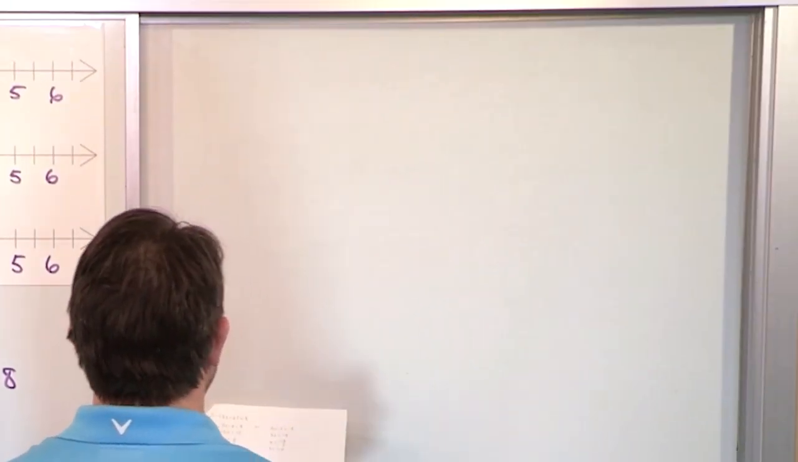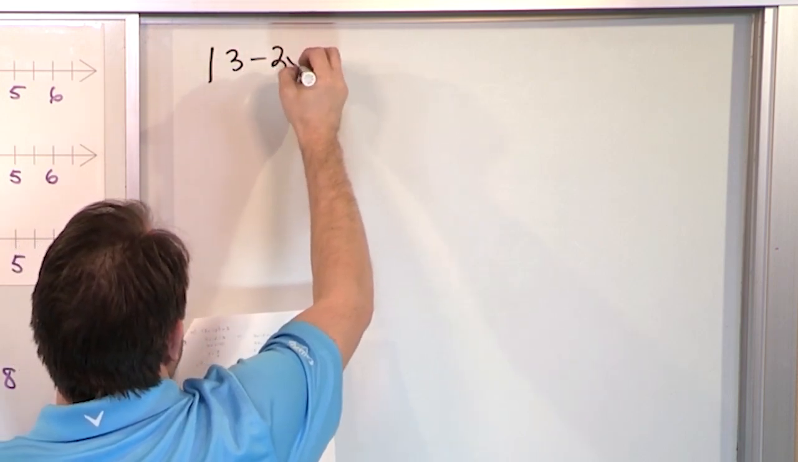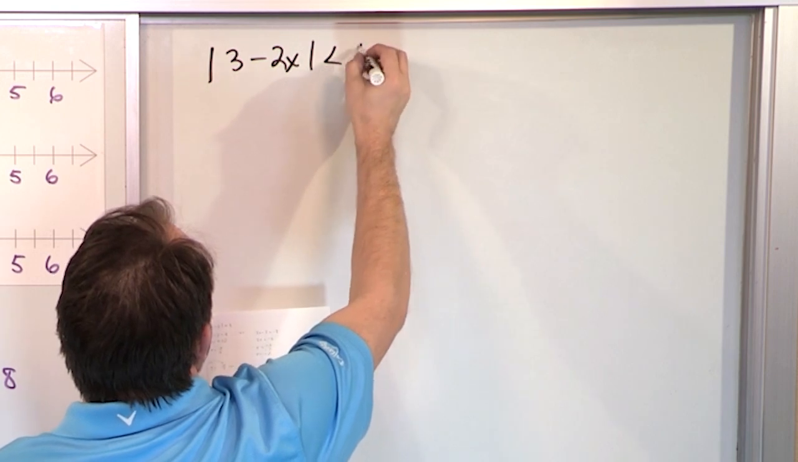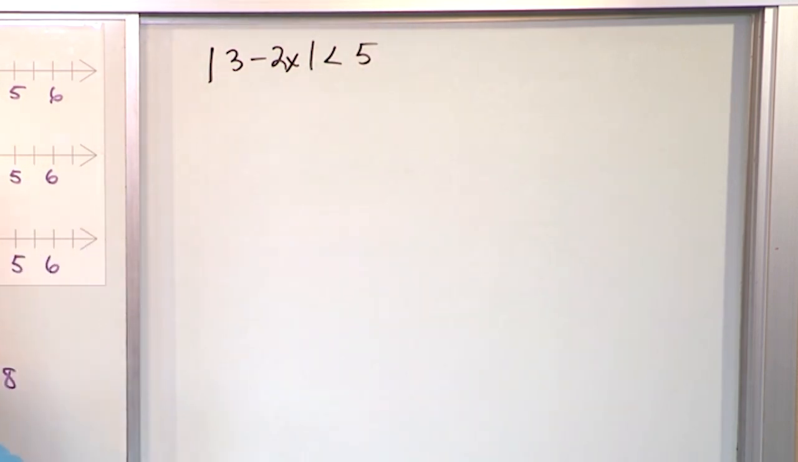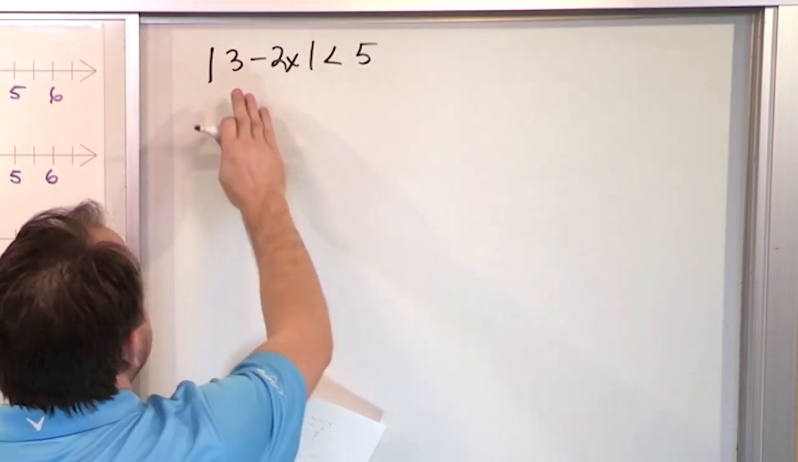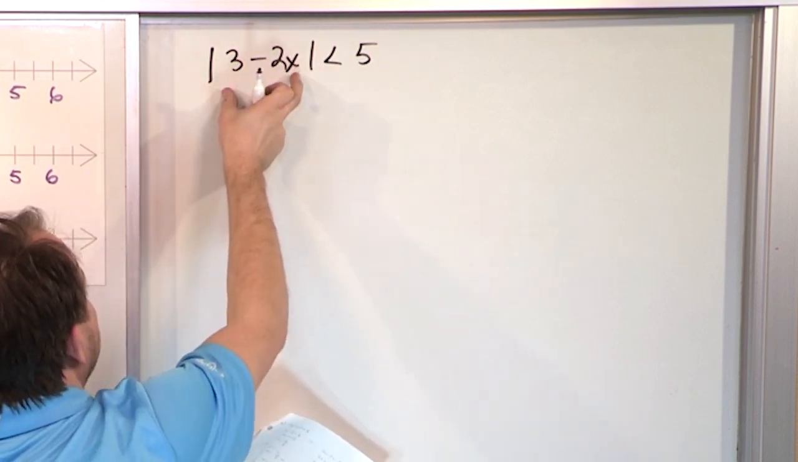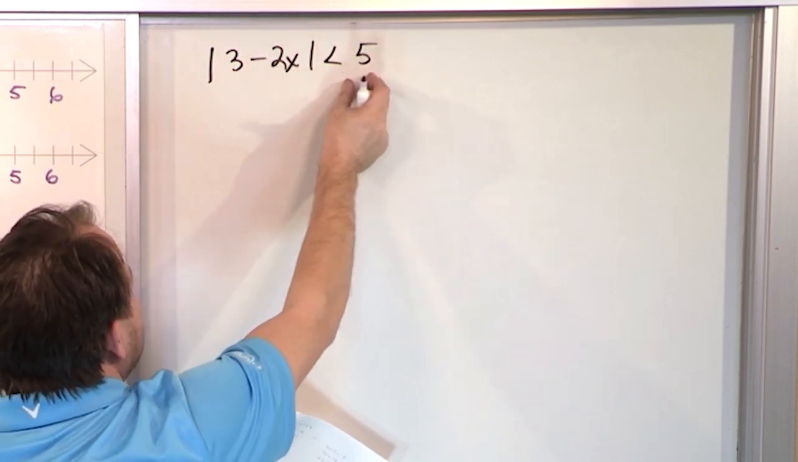So what we're going to have for the next problem is going to be the absolute value of 3 minus 2x less than 5. So immediately you need to try to categorize this and try to figure out what it's going to look like. Now I know that this doesn't say x, it says 3 minus 2x, but still it's some expression of x inside of this and it's less than a number.